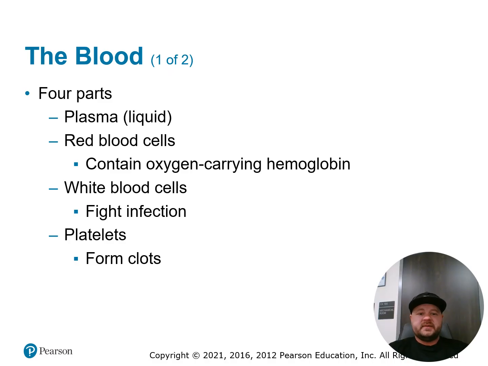All right, we'll talk about the blood. So we have four different parts of our blood. We have our plasma, the liquid part of our blood, red blood cells, that contain oxygen-carrying hemoglobin. So one hemoglobin can carry 4 oxygen molecules on it. We have our white blood cells. There's different types, but the white blood cells are there to fight infection. And then our platelets, primary function is to help form clots.